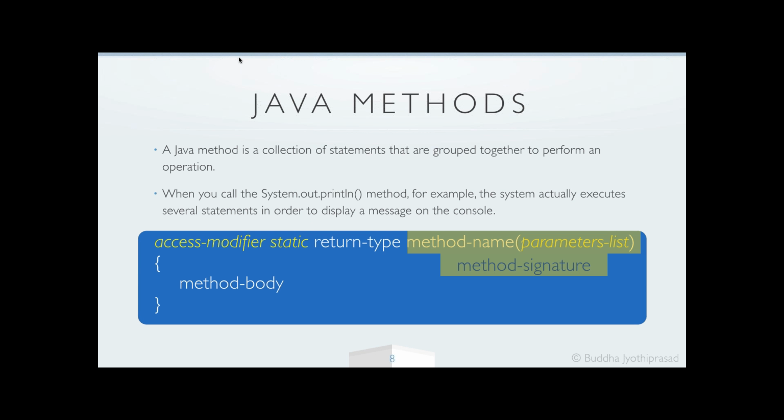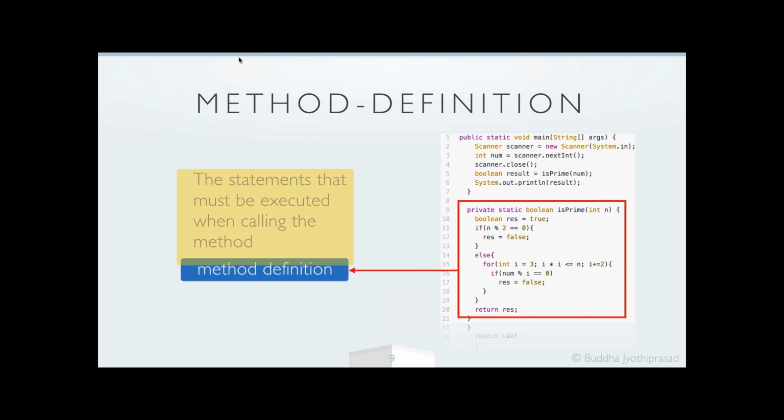The return type is an indication of the kind of data that's coming back, and the method name is the name you are using for that method. The parameter list is the data that you are passing to that method for performing some calculation. Then there is the method body, and the method name along with the parameter list is called the method signature.